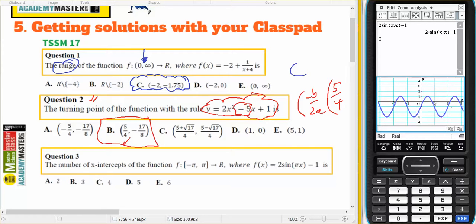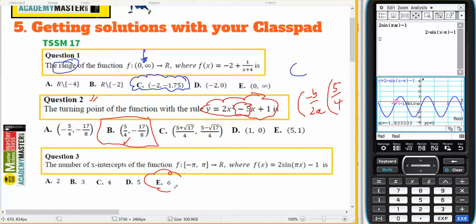So 1, 2, 3, 4, 5, 6, is that an x-intercept? So if I go on analysis, gsolve root, the first x-intercept that comes up is this one, therefore that's not one over there. So 1, 2, 3, 4, 5, 6 will be the correct answer.